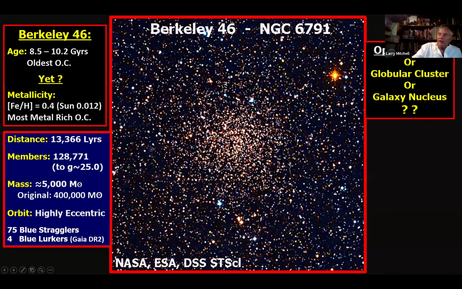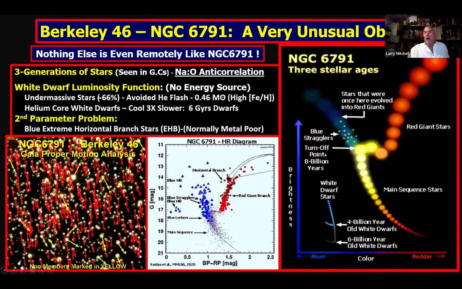Its orbit is also highly eccentric, which is how Berkeley 46 is able to hold on to the stars that it has. And currently, we know of 75 blue stragglers within the cluster, and 4 blue lurkers. So currently, it's considered an open cluster, but it could be a globular cluster or it could be a galaxy nucleus. There are strong arguments for either of those 3 classifications, but there's more.